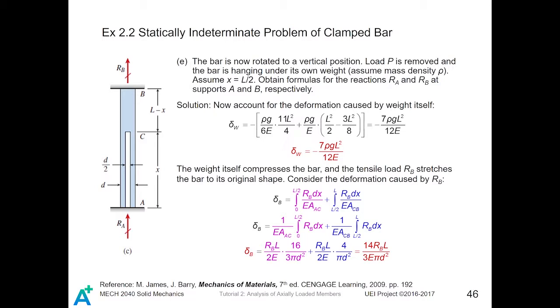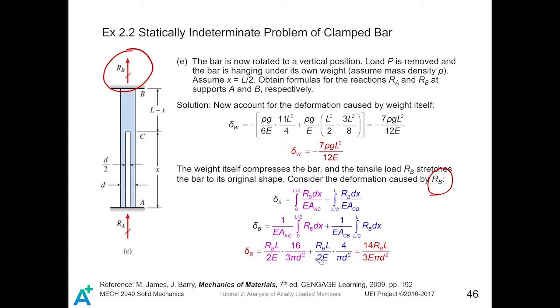Next, after we consider the deformation caused by the material weight itself, we will consider the deformation caused by RB. So now we ignore the weight inside the bar and we only consider RB. For RB, it is rather similar to what we just computed. For section from 0 to L over 2, we substitute RB and the AAC into the integral, while for L over 2 to L, we substitute RB and the cross-sectional area will become ACB. Then we take out the constants.